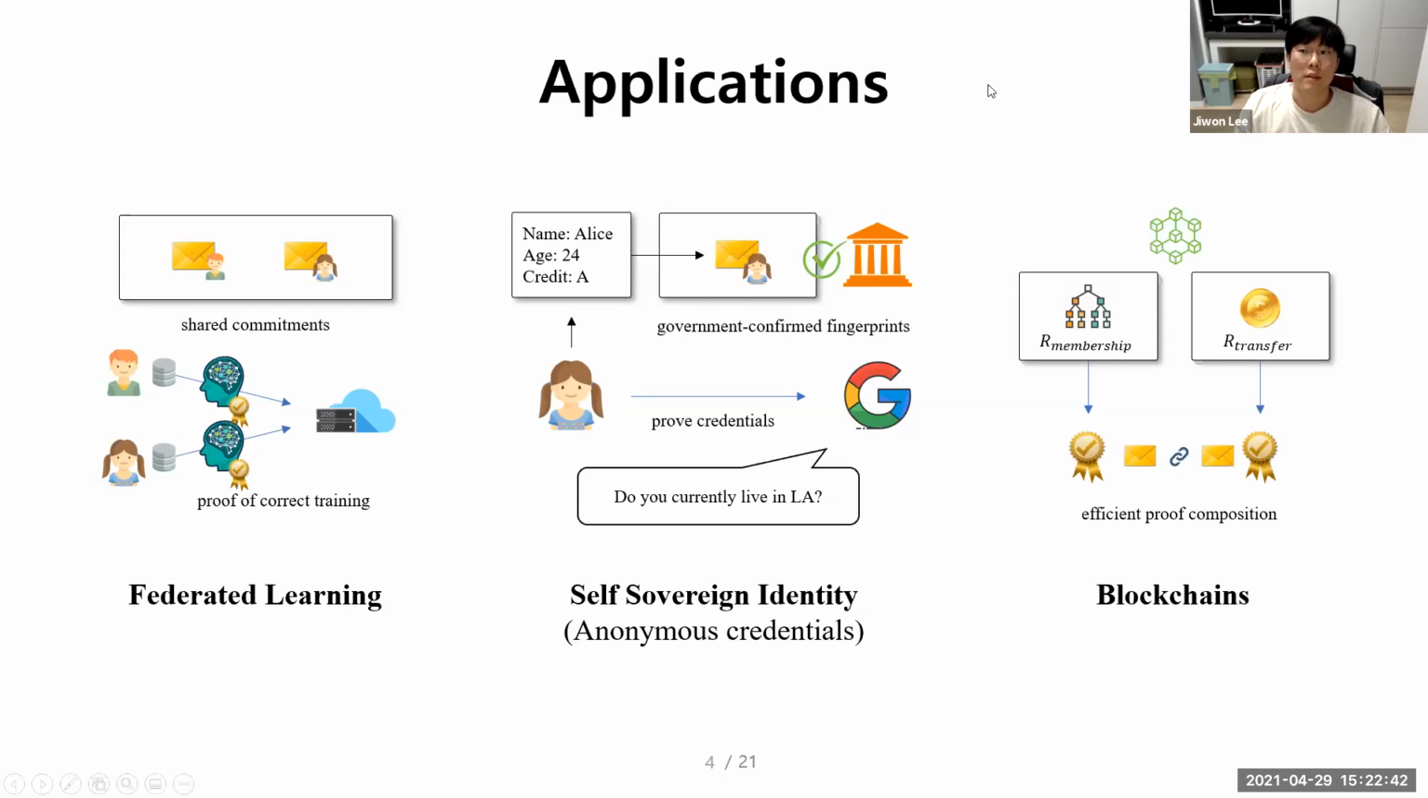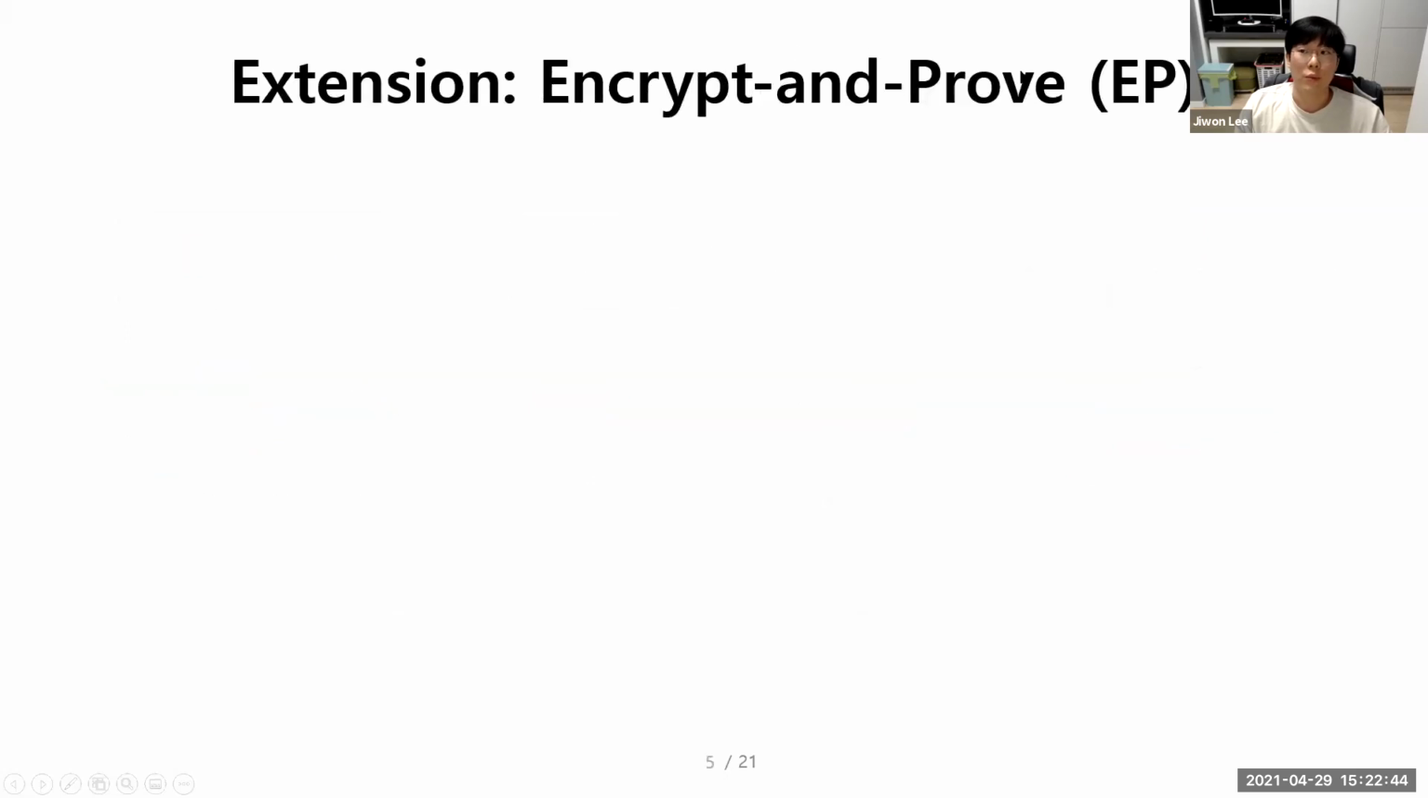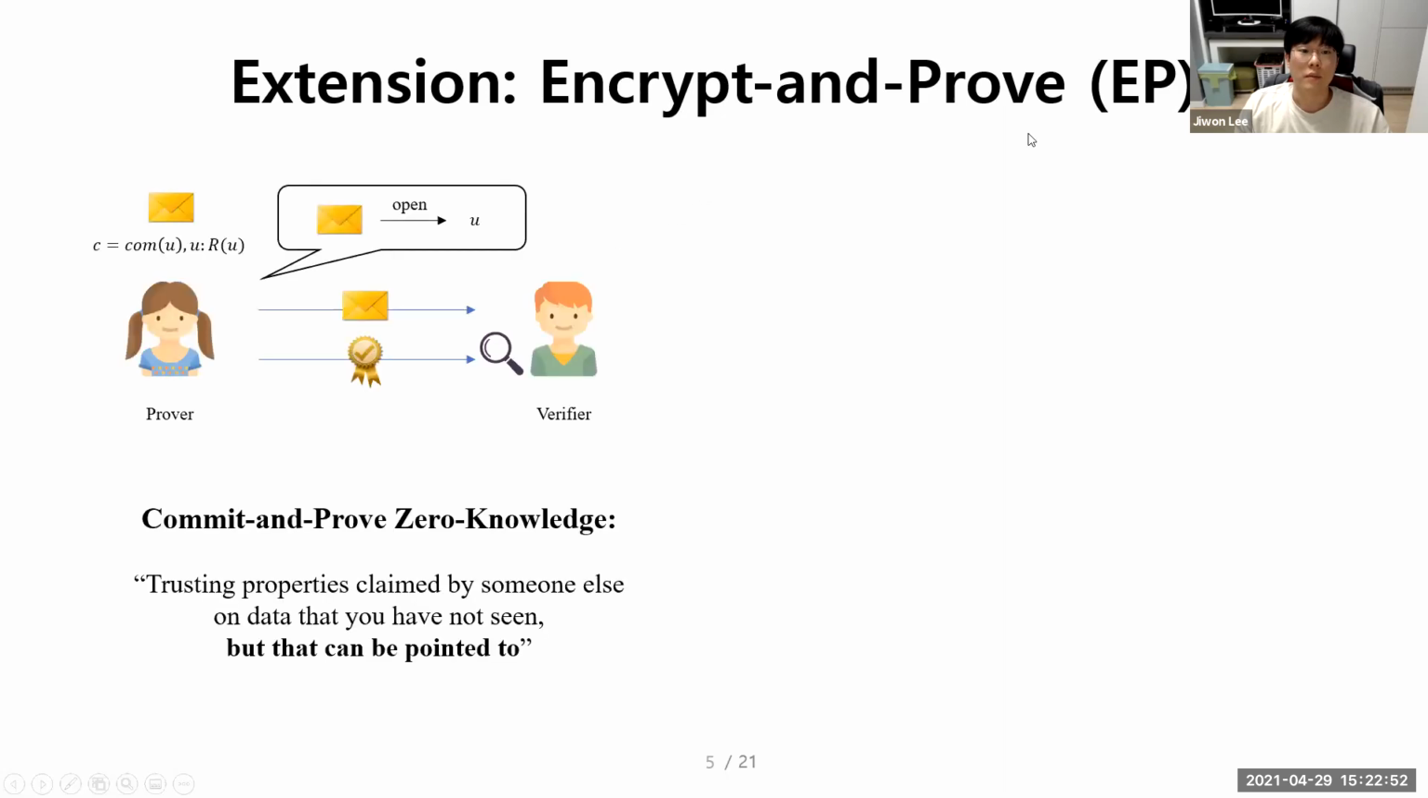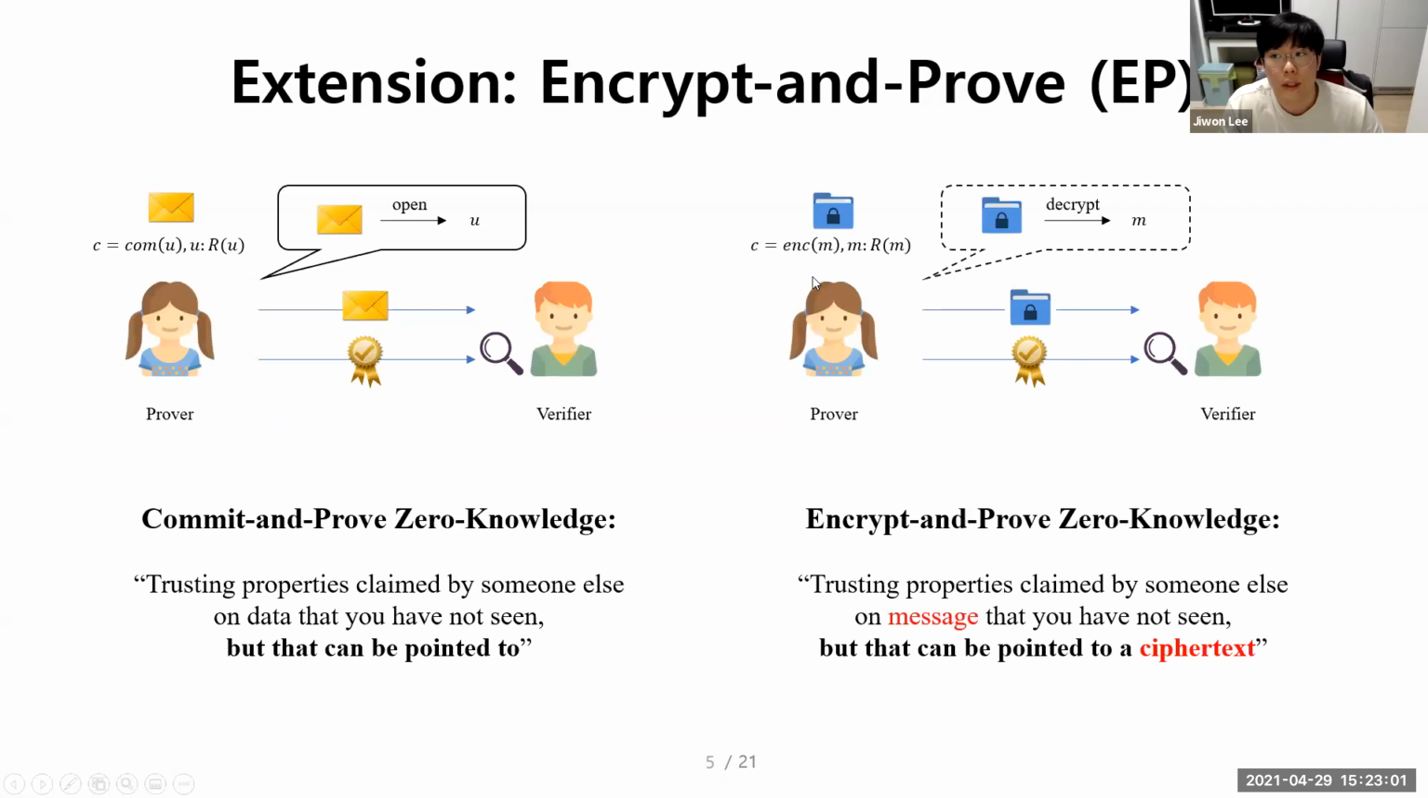So I guess this is everything about CommitImprove, which was presented since last year. And here we are moving on to the extension now, which is Encrypted Improve, which is added this year. So now we all know that CommitImprove is about data being pointed to the commitment. In Encrypted Improve, the only difference is that this commitment is going to be extended to the encryption, which is a ciphertext.